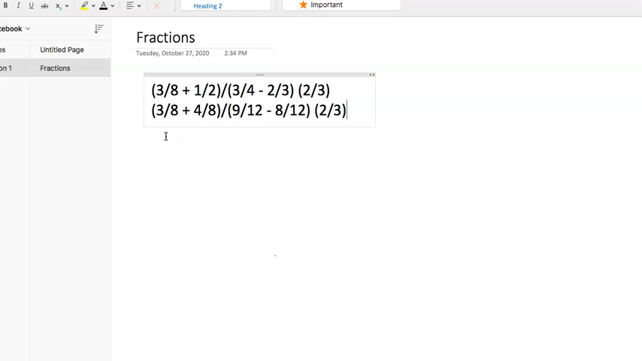Okay, so 3/8 plus 4/8, that's going to be 7/8, divided by 9/12 minus 8/12, 1/12. And then we'll still leave that 2/3 just hanging out by itself, times 2/3. So 7/8 divided by 1/12. Again, we got to flip that 1/12 to become 12/1, and then we multiply it. Now we're going to have 7/8 times 12/1 times 2/3. When we go 7/8 times 12/1, that gives us 84/8.